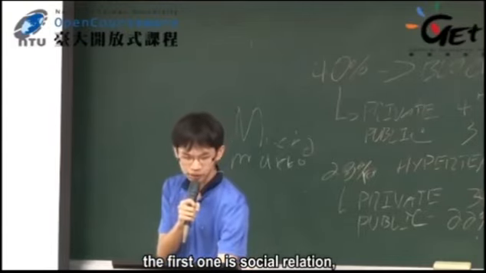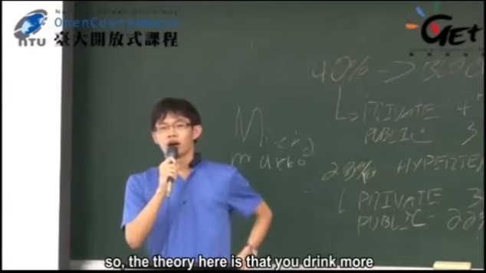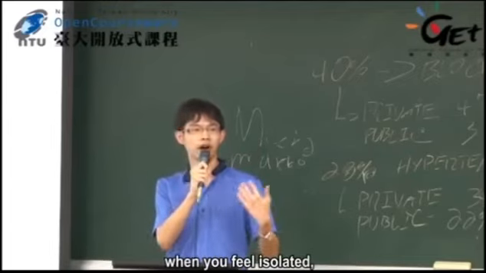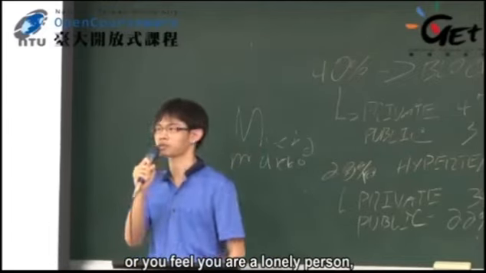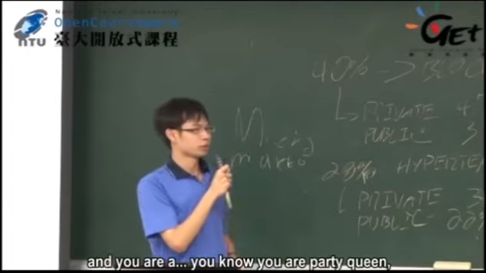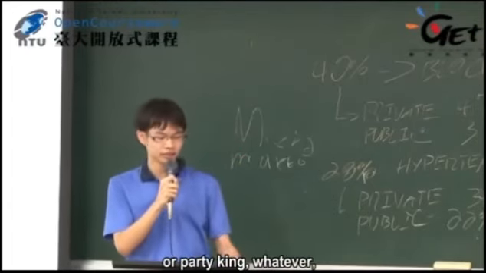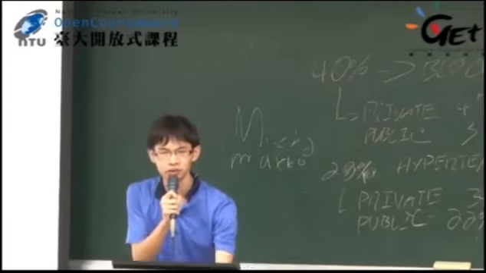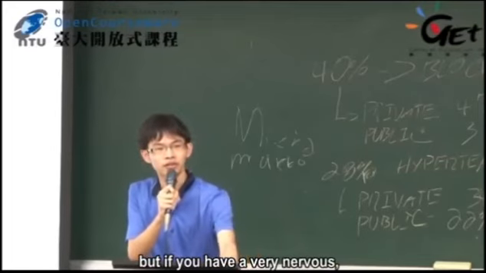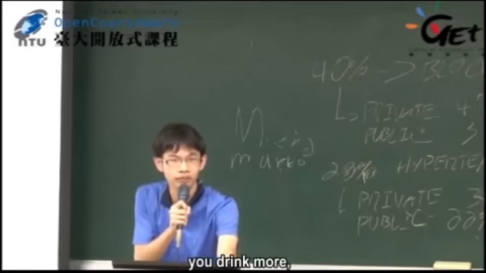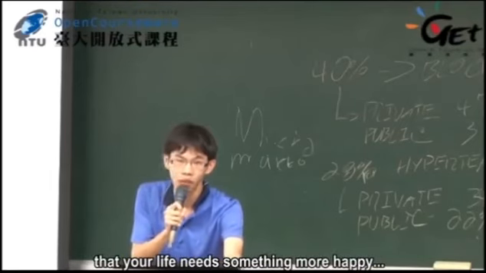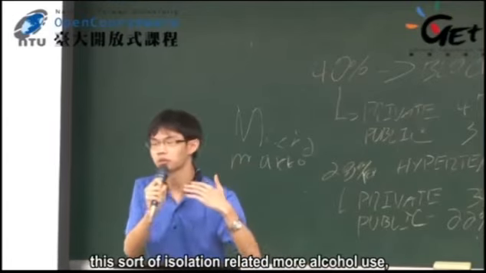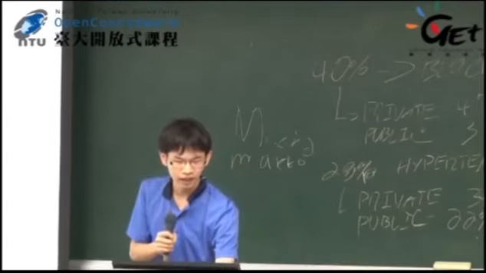The first one is social relation. The theory here is that you drink more when you feel isolated, when you feel like a lonely person. If you have a lot of friends and you're a party queen or a party king, you have a very good life and you don't drink that much because you don't feel stressed out. But if you have a very nervous, strained family relationship, you drink more because you feel your life needs something happier. So social isolation will lead to more alcohol use.